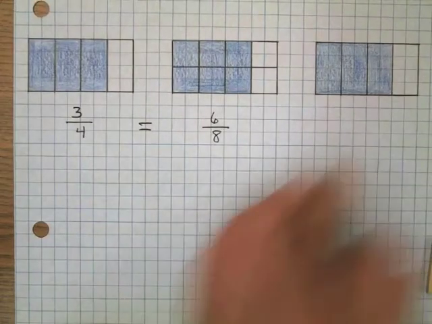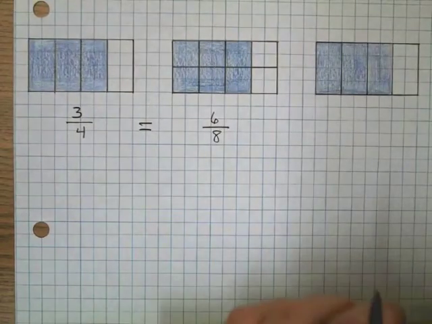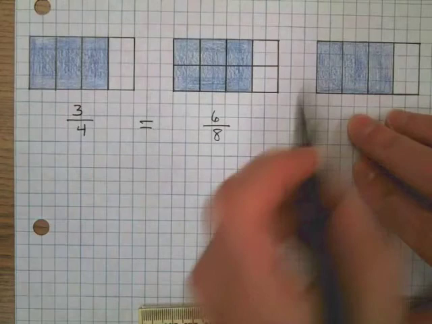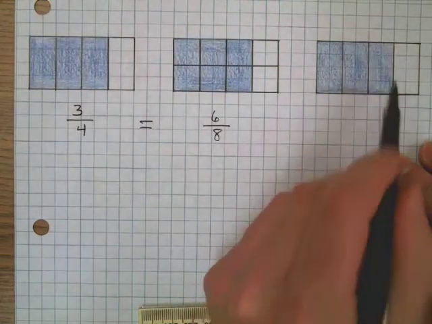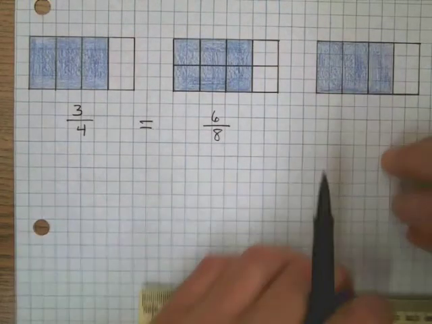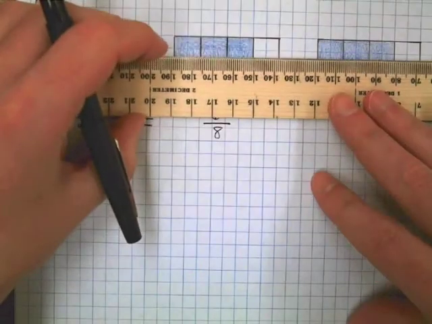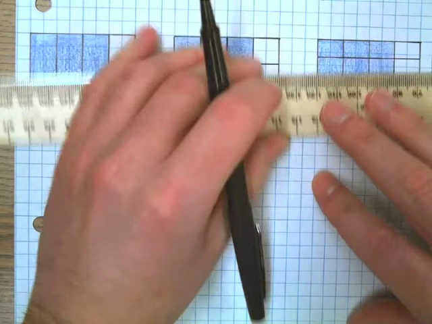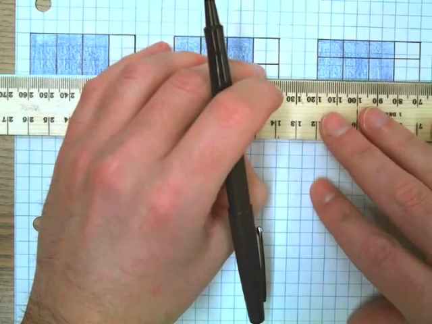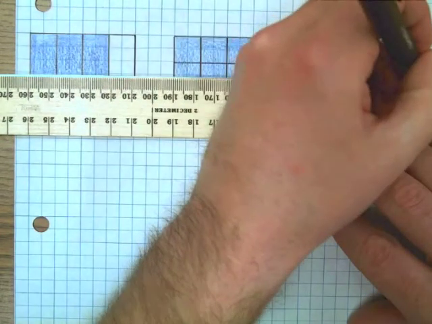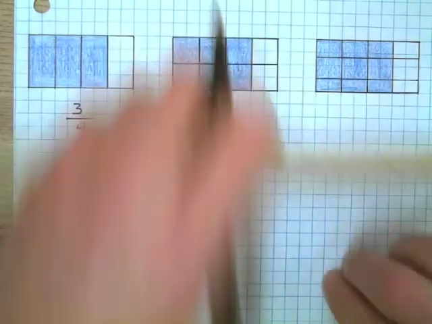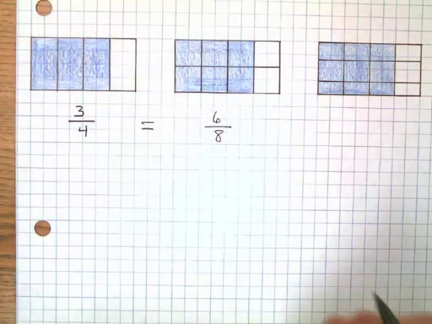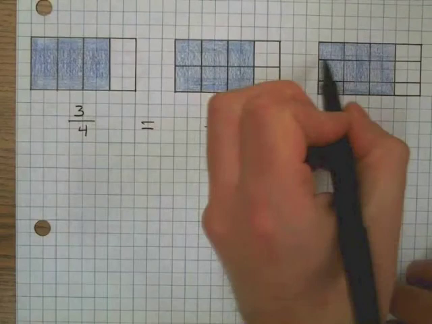Well, I could also, if I take a look over here at the same setup, I have my rectangle, 3 shaded, so I have 3/4. But if I break it this way, and I break it this way, and again those should be equal pieces. I was off a little bit here.